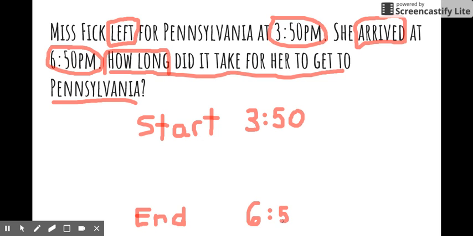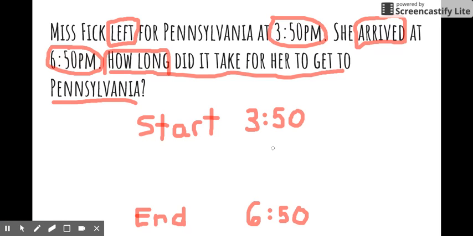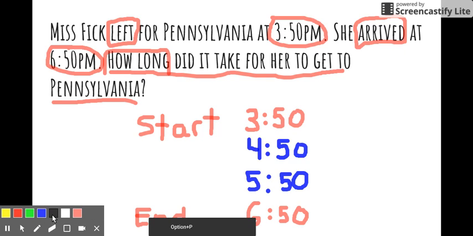And then I'm going to fill in my missing times. If you remember, we skip count by 1 hour increments. So after 3:50 comes 4:50. And 1 hour after 4:50 is 5:50. And 1 hour after 5:50 is 6:50, which is my end time that I already have listed.